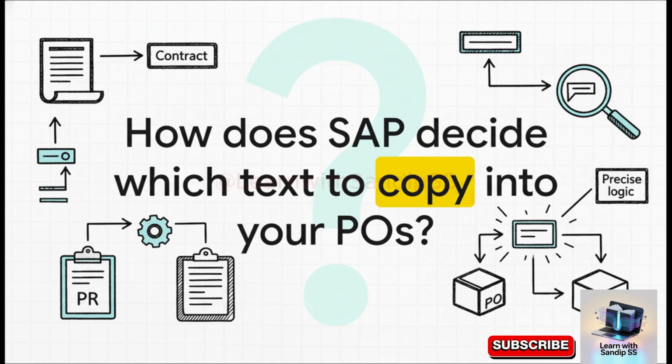This is the big question, right? Have you ever wondered why a specific note from a contract just shows up in your PO, but that really important text you put in the purchase requisition gets ignored? Well, I promise you, it's not random. There is a very precise logic at work here, and we're about to pull back the curtain on it.